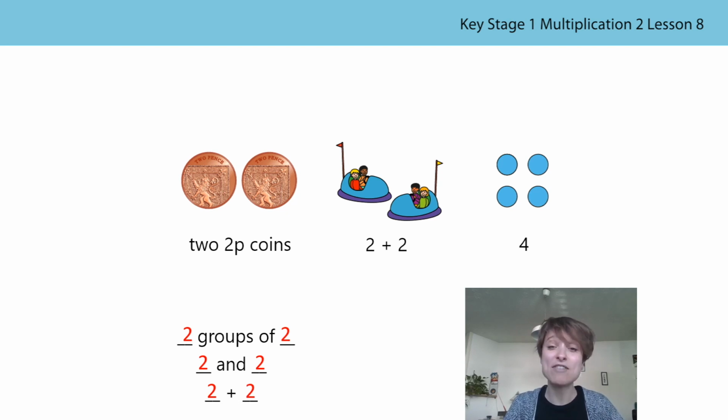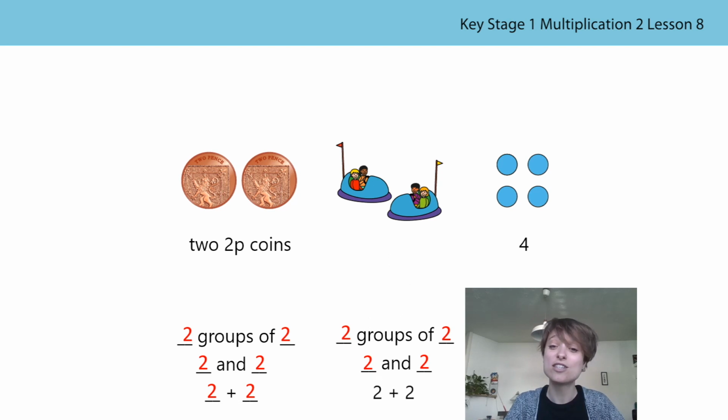Excellent. Now let's have a look at the picture of the bumper cars. How many bumper cars can you see? There are 2 bumper cars. And how many children are in each bumper car? There are 2 children in each bumper car. So let's see now if we can use the same sentence stems to describe this picture. Off we go. There are 2 groups of 2. There are 2 and 2. We can write this as 2 plus 2.